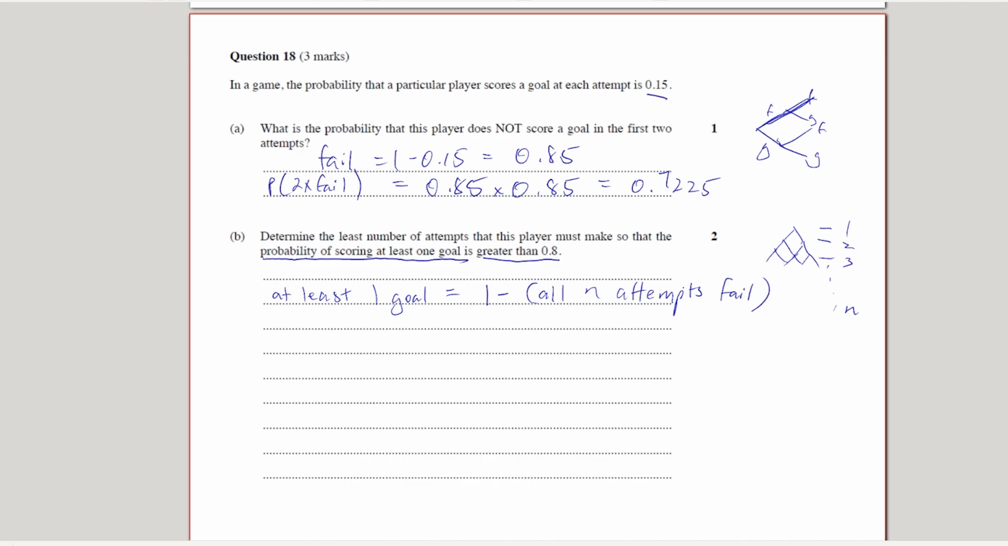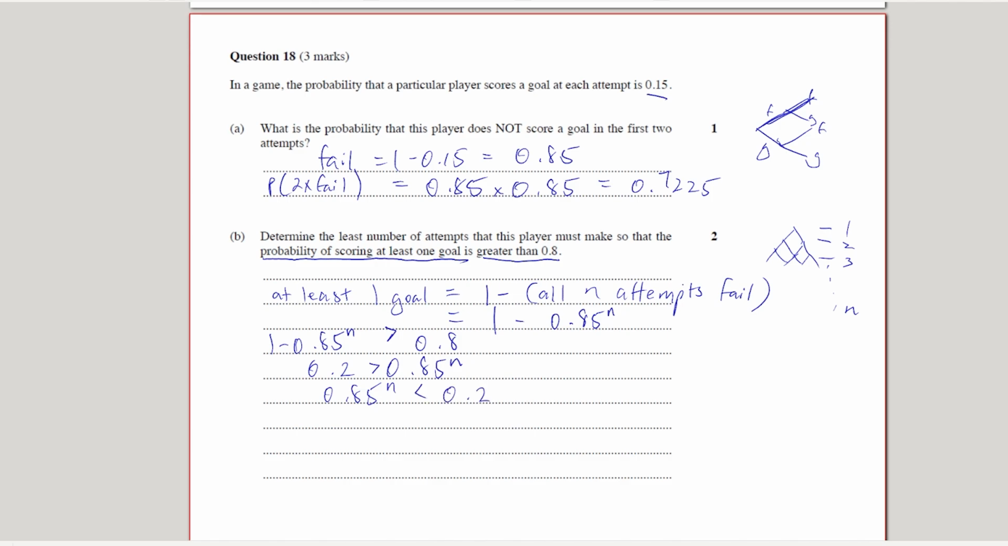Okay, so what's this going to look like? So 1 minus, so each time you fail, what's the probability going to look like here? We've already calculated that if you fail twice, it's going to be 0.85 squared. If you have to fail 3 times, it's going to be 0.85 cubed. So if you have to fail n times, it's going to be 0.85 to the power of n. So now this probability has to be greater than 0.8. Okay, so now what you want to do is 0.2 is greater than 0.85 to the n. 0.85 to the n is less than 0.2.